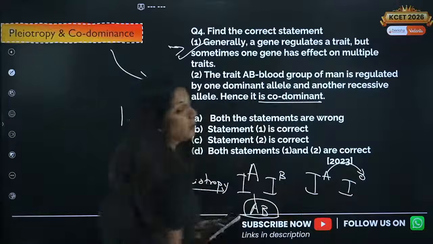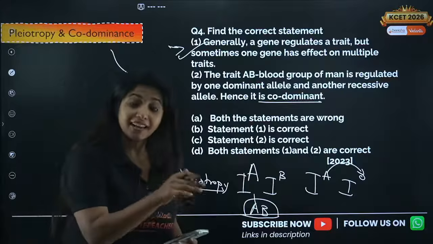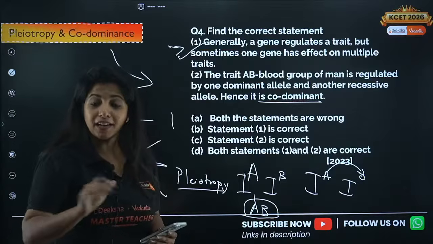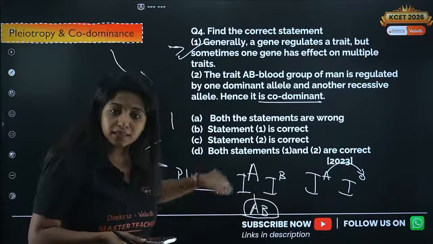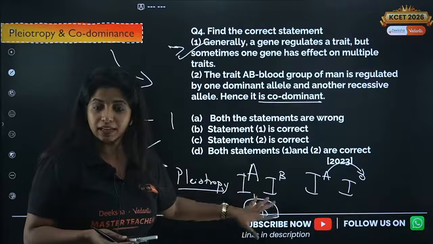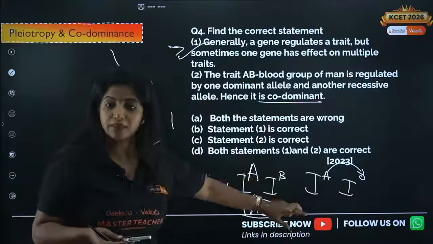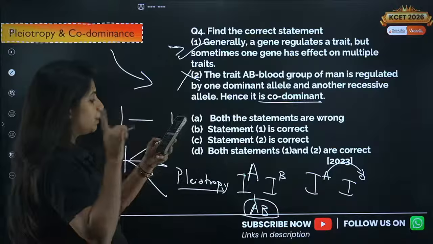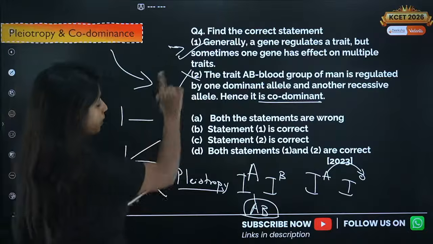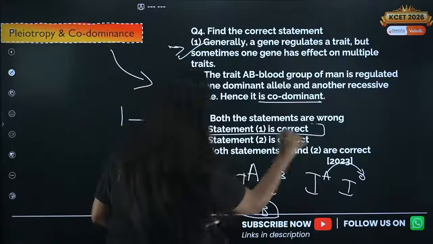IAIO, here A is dominant over O, and that is known as dominance. Here, if you're saying codominance, then this is the example. Here there is no dominant allele and no recessive allele, both of them are equally dominant. So statement 2 will be wrong. Statement 1 is the only correct answer. So your answer would be B.